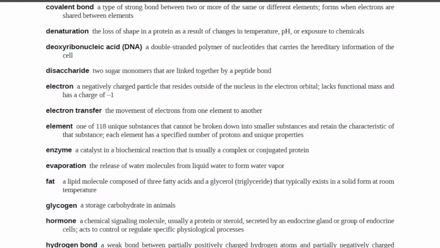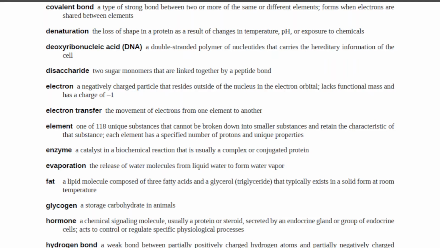Cohesion, the intermolecular forces between water molecules caused by the polar nature of water, creates surface tension. Covalent bond, a type of strong bond between two or more of the same or different elements, forms when electrons are shared between elements. Denaturation, the loss of shape in a protein as a result of changes in temperature, pH, or exposure to chemicals. Deoxyribonucleic acid, DNA, a double-stranded polymer of nucleotides that carries the heredity information of a cell.